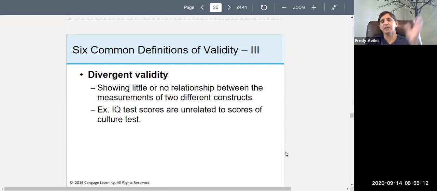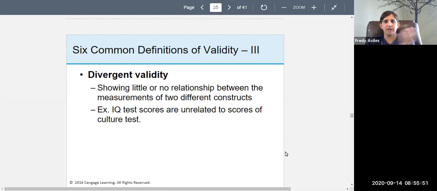And then you can have an IQ test that is basically derived from that culture. And you can check the scores on the IQ test for a bunch of people and the scores on the culture test for those same people. And if there's really no correlation, no consistency between the two measures, that means the IQ test isn't really measuring culture because the scores are not very similar. That's divergent validity. You want to show that, no, my IQ test is not measuring culture. It's actually measuring intelligence, right? And look, here's a test that shows you that it's not really the same thing as culture.